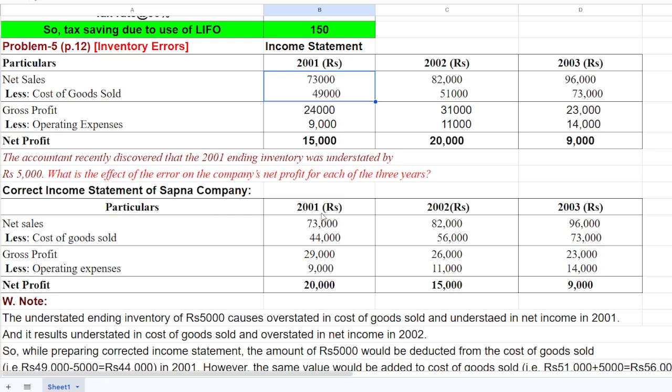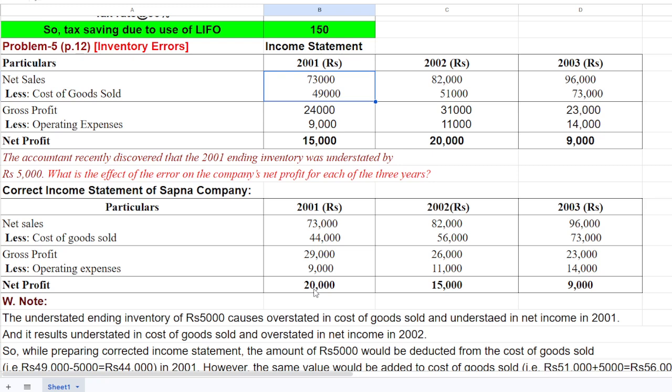Okay, so net sales is the same, but cost of goods sold would be, as I discussed earlier, friends, because of understated ending inventory, cost of goods sold would be overstated. So now it has been overstated, and you are going to correct it. So the correct value would be simply 49,000 minus 5,000. This is 44,000. So this is gross profit. So the net profit, the correct value, is 20,000. Now what about the case of 2002?